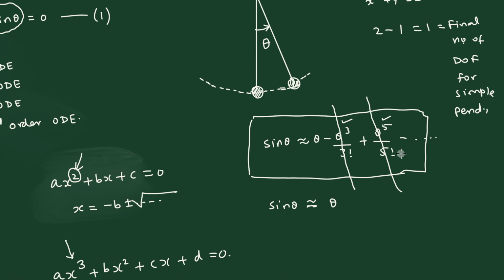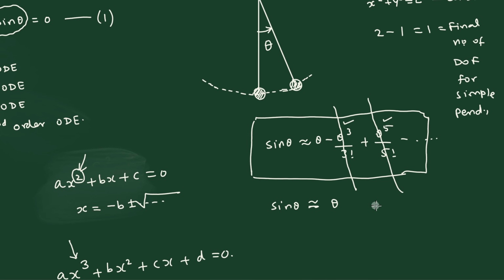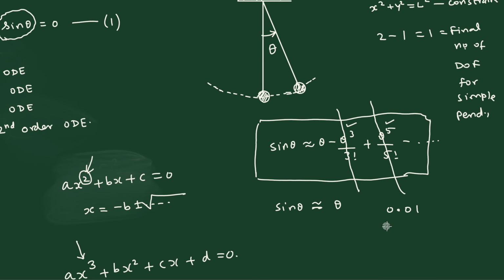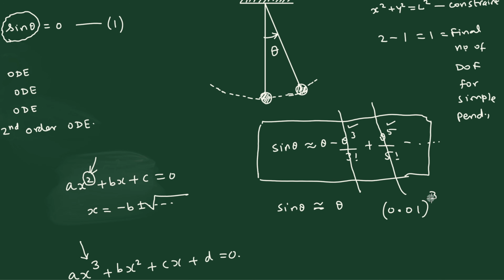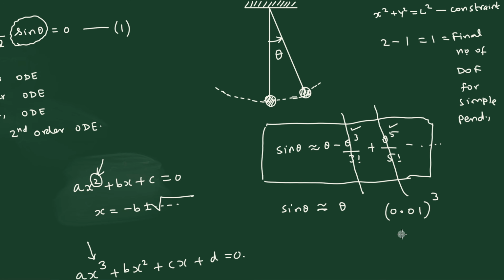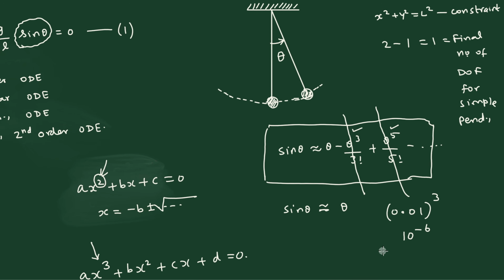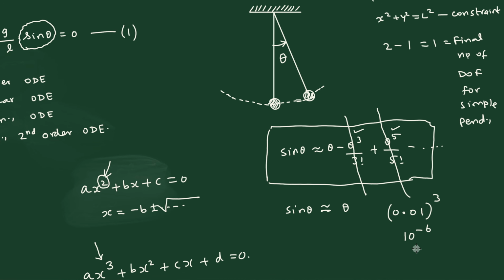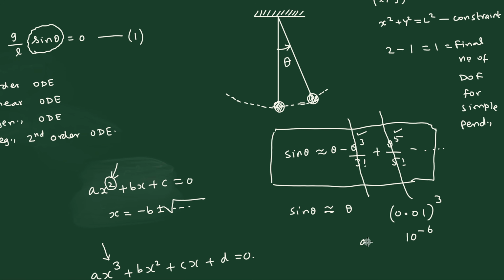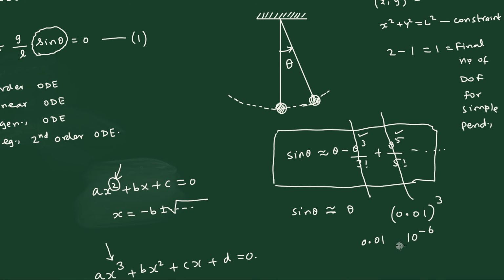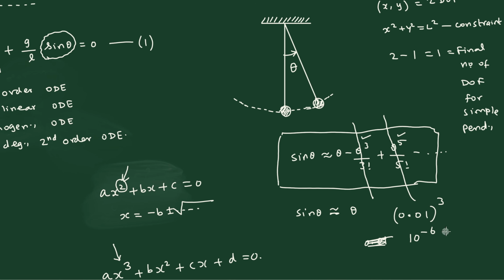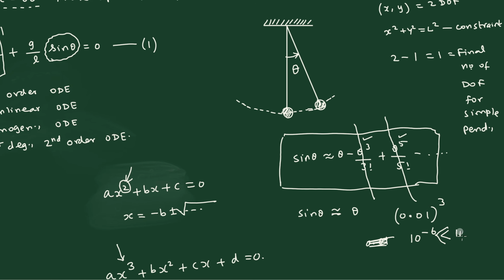And the basis on which I am going to remove this is the assumption that theta is going to be very small. I'll take an example. If theta is very small, like 0.01, then what will happen to theta to the power 3? 0.01 to the power 3 is how much? 10 to the power of minus 6. So 10 to the power minus 6 is going to be very, very small in comparison to the original theta. What is your original theta? I am going to take original theta as 0.01. So I can write like this: it is much, much less than 10 to the power of minus 2.